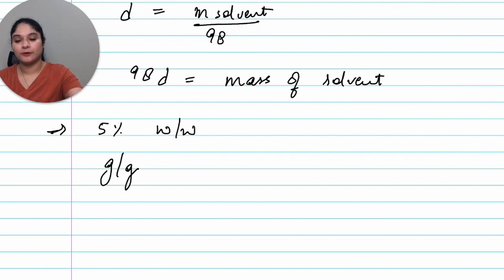Same thing can happen for W by V, weight by volume, or volume by volume. A similar type of question can come. They'll give you the information and ask you the units for it. So you have to be very specific with that. Now let's move on to the next topic.